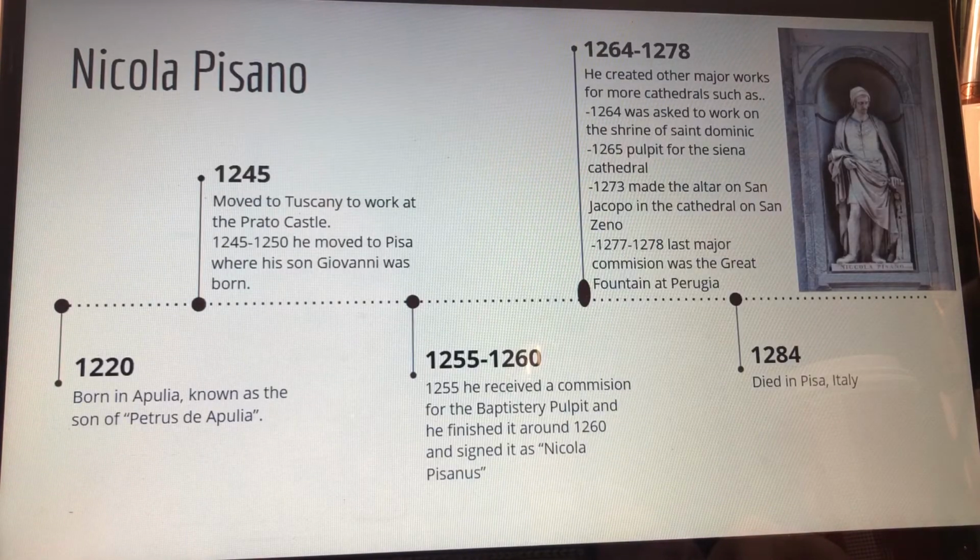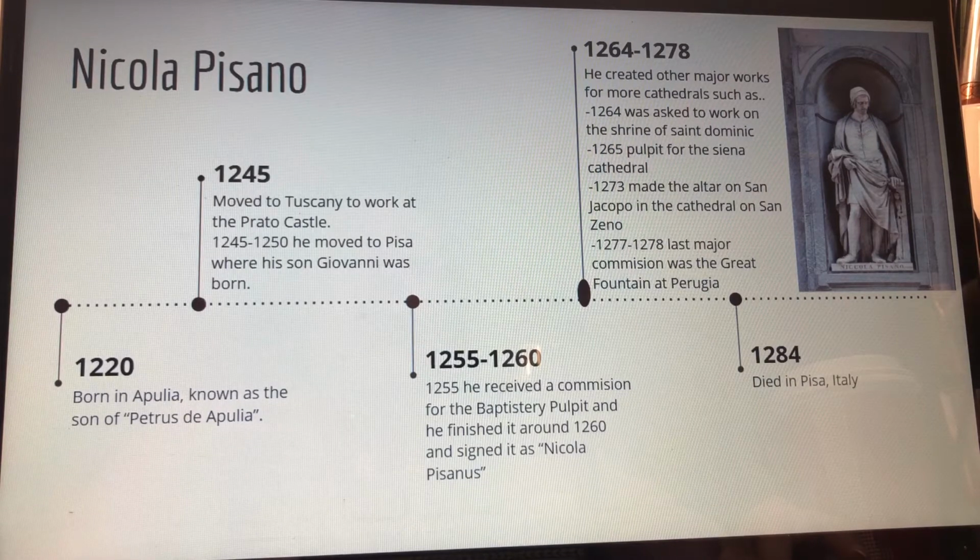So Nicola Pisano was born in Apulia in 1220 and known as the son of Petrus de Apulia, and in 1245 he moved to Tuscany to work on the Prato Castle. From 1245 to 1250 he moved to Pisa, where his son Giovanni was eventually born. And in 1255 he received his first commission for the baptistry pulpit, and he finished it around 1260 and signed it as Nicola Pisanus.